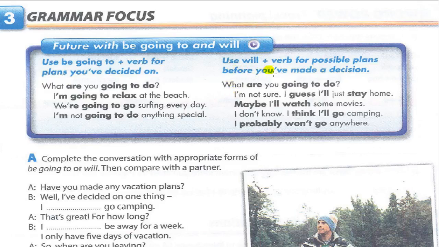Use will plus verb for possible plans before you've made a decision. What are you going to do? I'm not sure. I guess I'll just stay home. Maybe I'll watch some movies. I don't know. I think I'll go camping. I probably won't go anywhere.